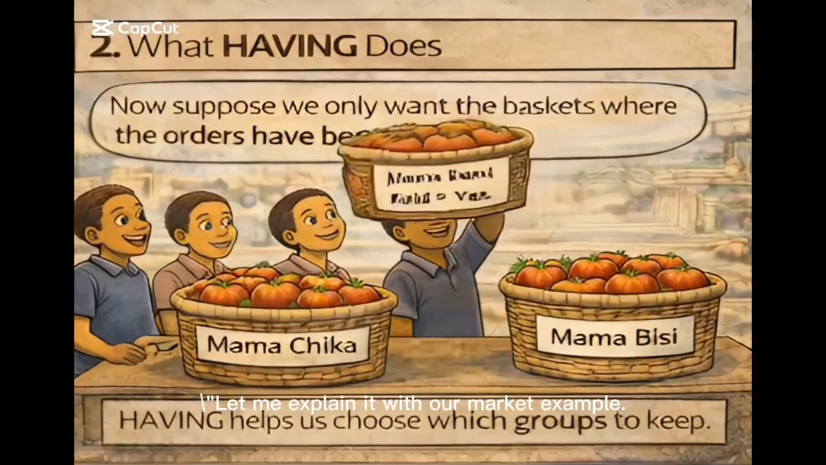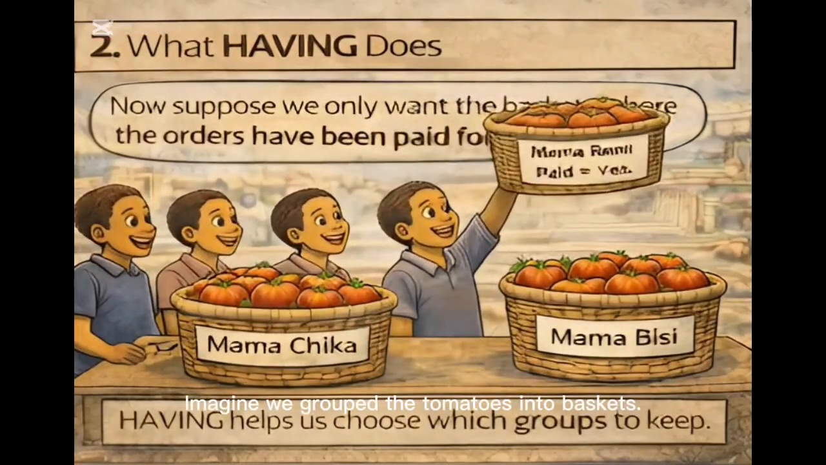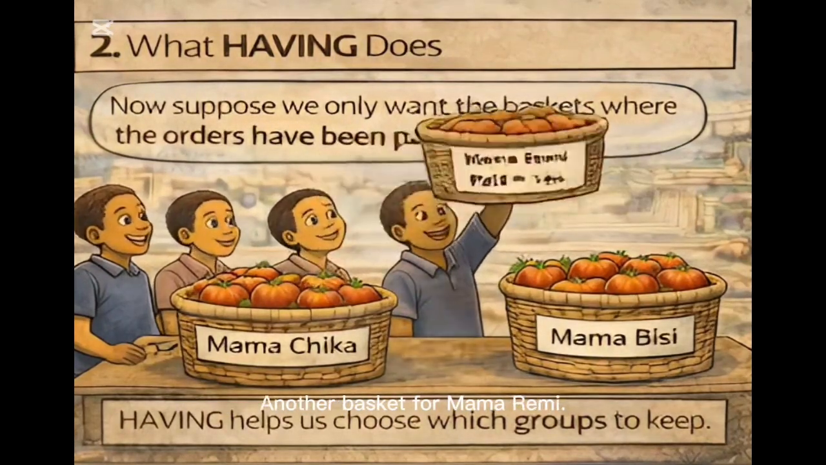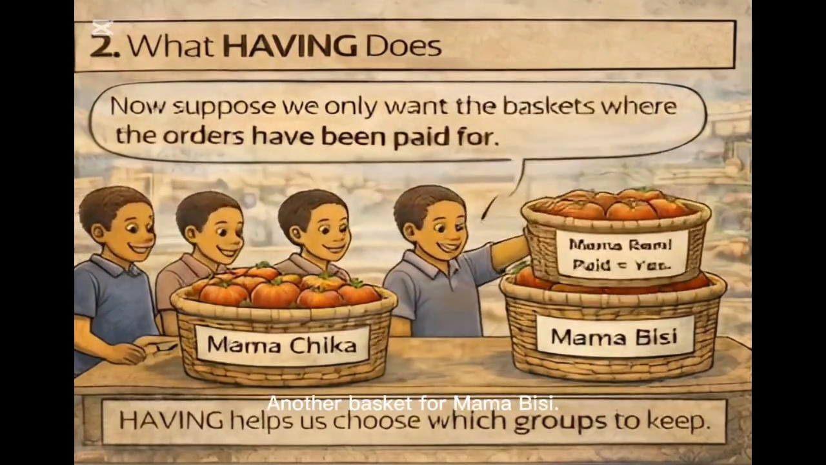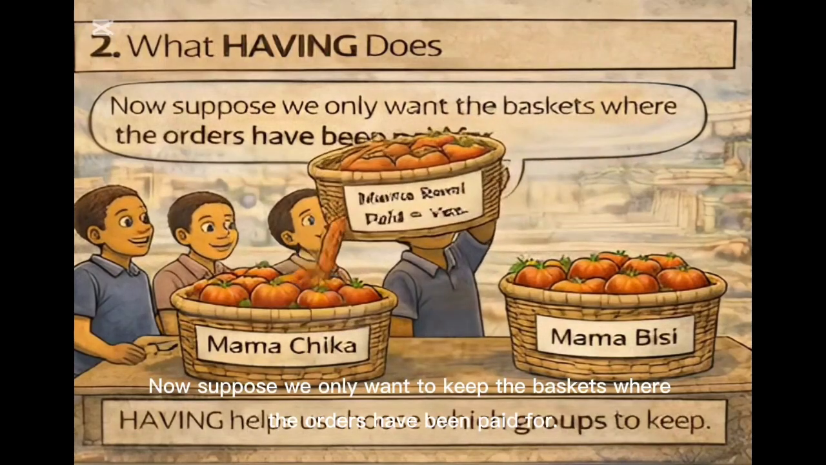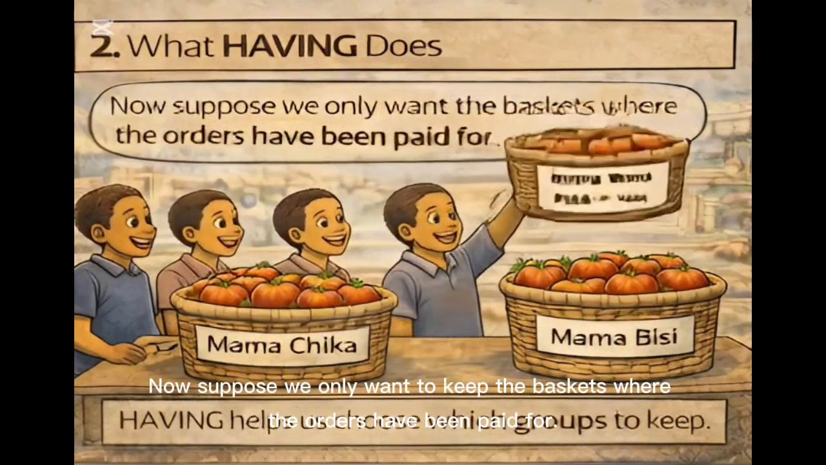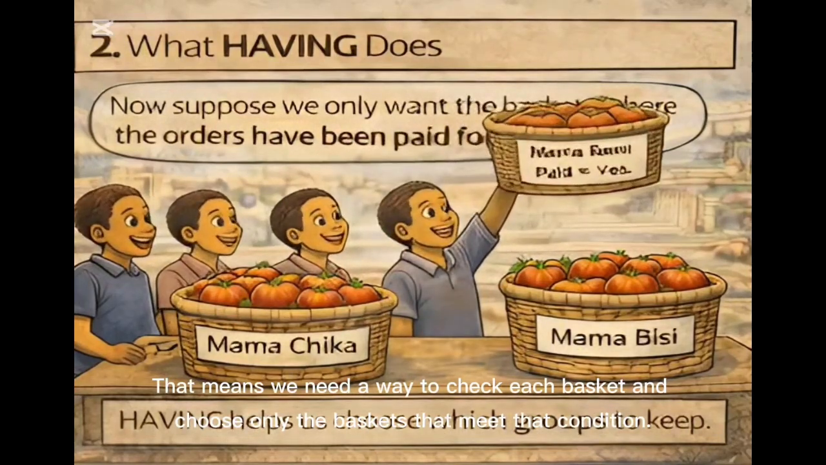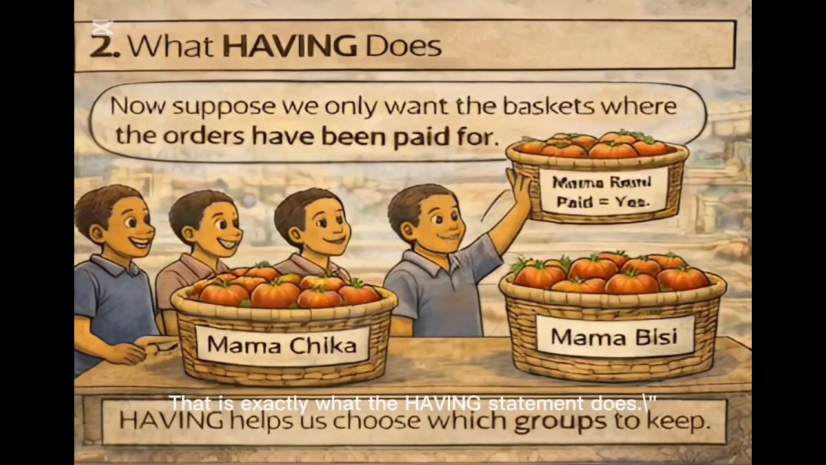Let me explain it with our market example. Imagine we group the tomatoes into baskets. One basket for Mama Chica, another basket for Mama Remy, another basket for Mama BC. Now, suppose we only want to keep the baskets where the orders have been paid for. That means we need a way to check each basket and choose only the baskets that meet that condition. That is exactly what the having statement does.